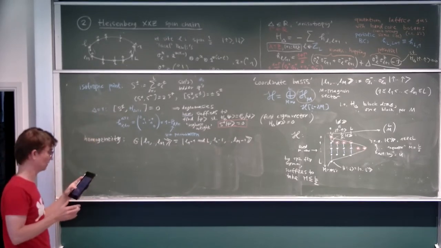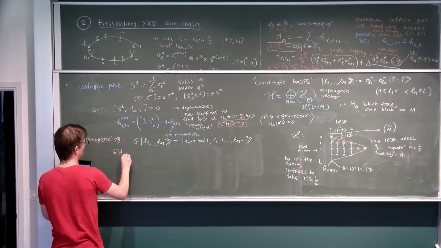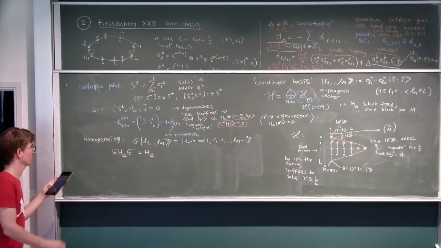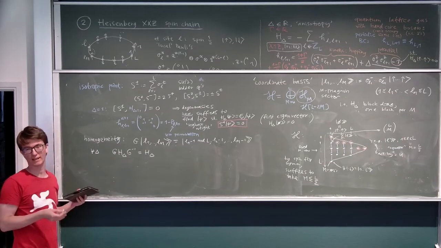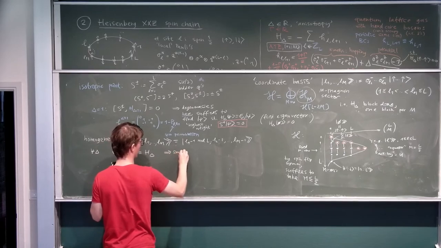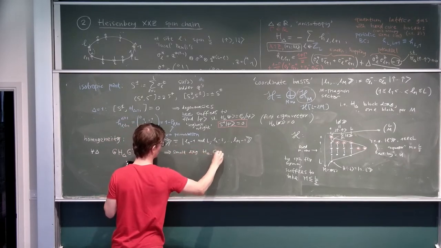Clearly, this Hamiltonian is invariant under this. So G H_delta G inverse equals H_delta. This is true for all values of delta. So we can actually simultaneously diagonalize H_delta and G.